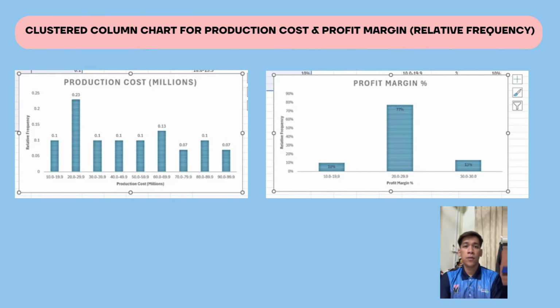This is the graph for production cost and profit margin. First, the relative frequency for production cost: most of the ranges are similar, at around 0.1, except for the 20 to 29.9 million range, which is higher at 0.23. While for the profit margin, most of the values are between 20 and 29.9, which is the highest percentage, at 77%, while the others are between 10 and 12%.